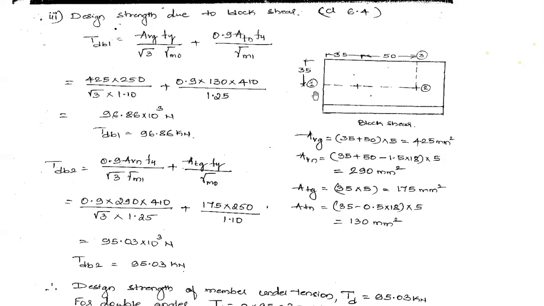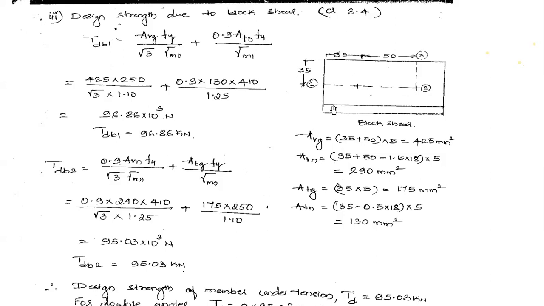So what is the net area along the shearing plane and the gross area along the shearing plane, and the net area along the tension plane and the gross area along the tension plane? Here the gross area along the shearing plane is the length of this line, 35 plus 50, into 5 mm angle thickness. For the net area along the shearing plane, I will deduct for the bolt holes: 1 plus half a bolt hole, that is 1.5 bolt holes.